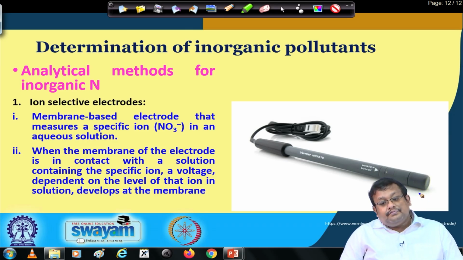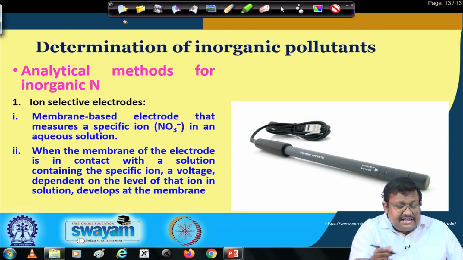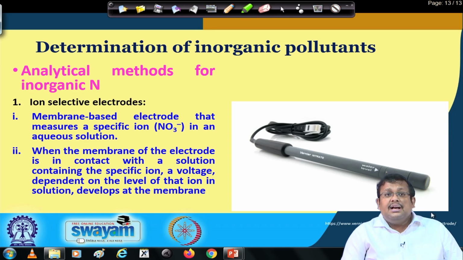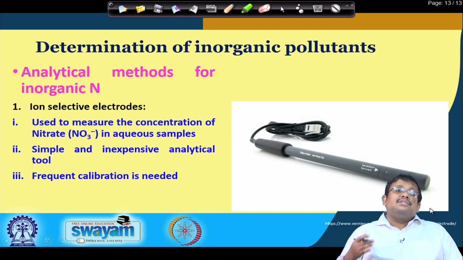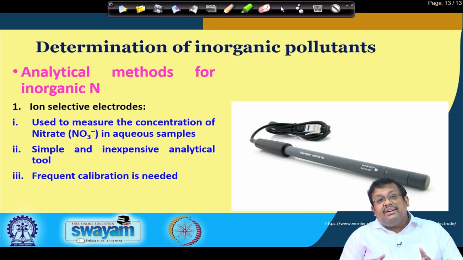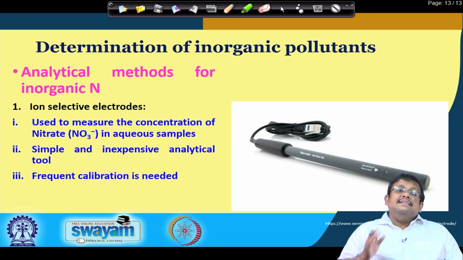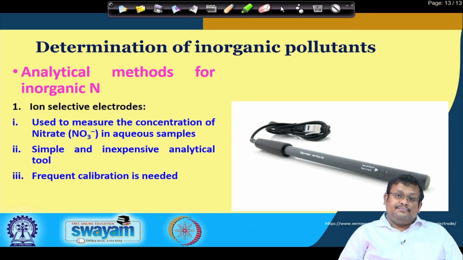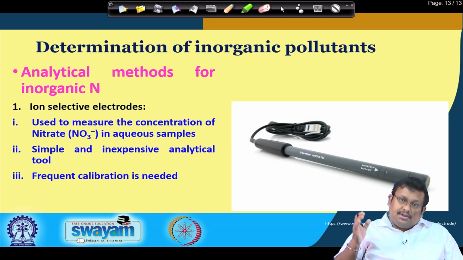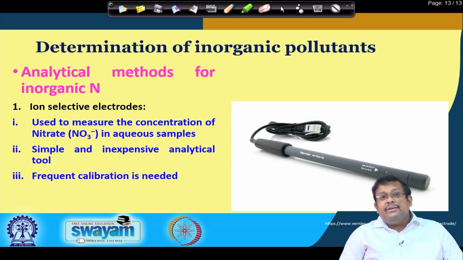So this is the basic principle of the ion selective electrode. It is used to measure the concentration of nitrate in aqueous samples, and it is a simple and inexpensive analytical tool. However, it requires frequent calibration. As I have mentioned, calibration is very necessary before you go for any analysis. Similarly, in this case also, frequent calibration is needed for the ion selective electrode.